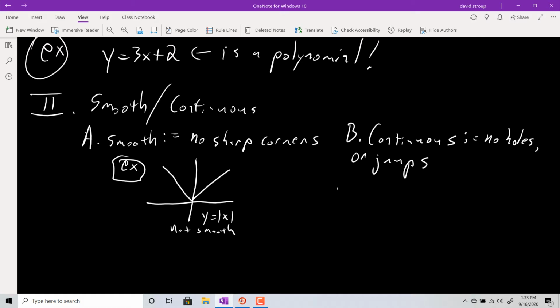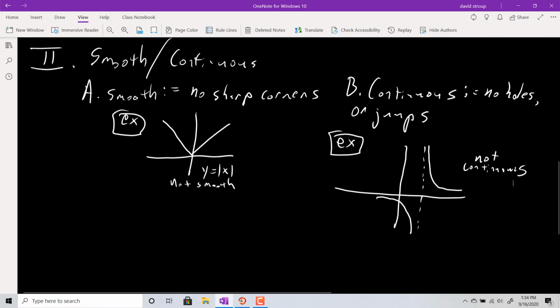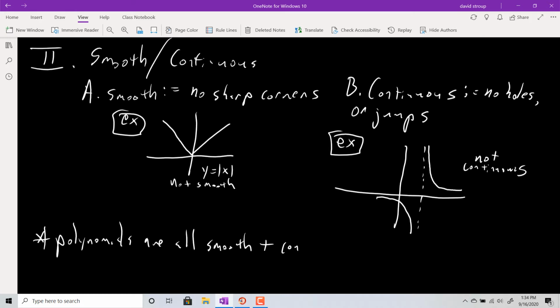Another example of something that's not continuous would be something that has an asymptote, something that looks like this. I can't draw it without picking up my pen. Not continuous. Polynomials are all smooth and continuous. So that's good to know.